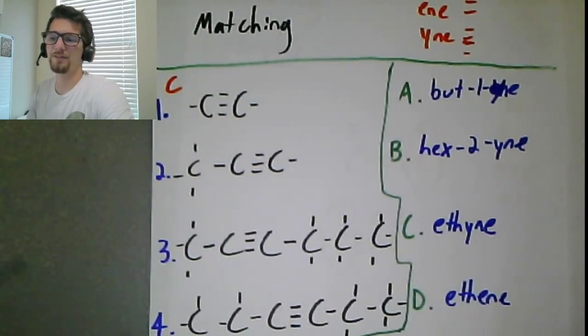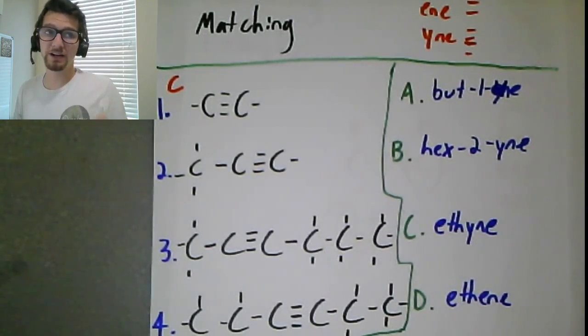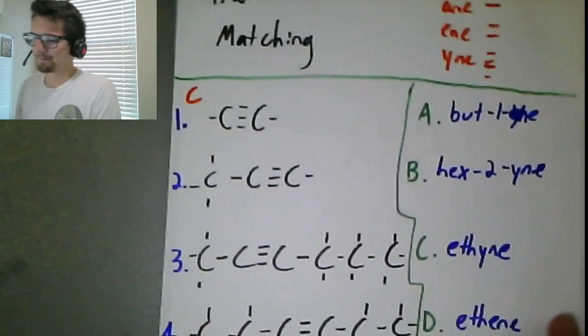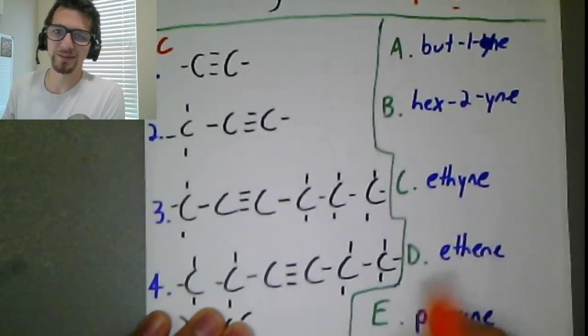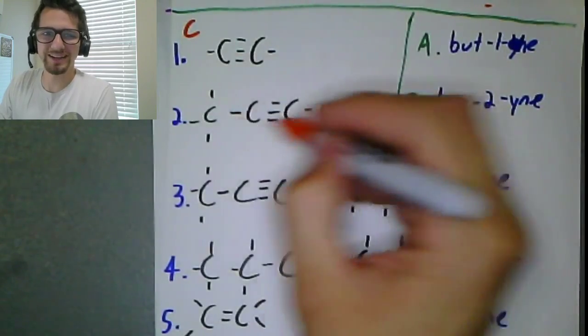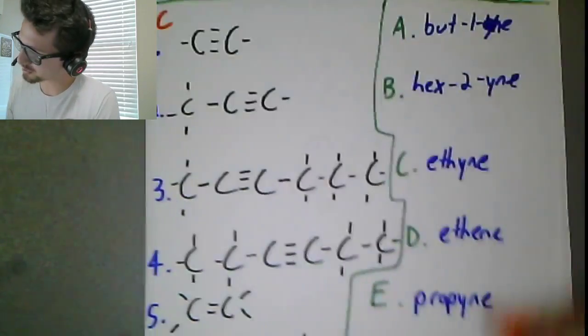It's like if you have 2 bananas, calling this banana 1 and this banana 2. No, who cares? They're both banana. That was a dumb example, but propyne. Namely, you know it's propyne because there's a triple bond and there's 3 carbons. So this would be E.